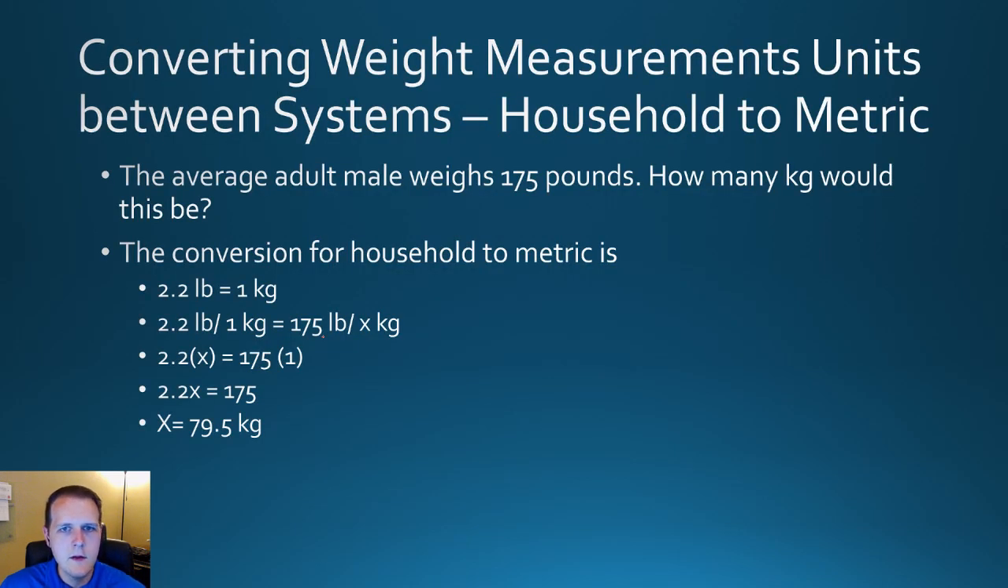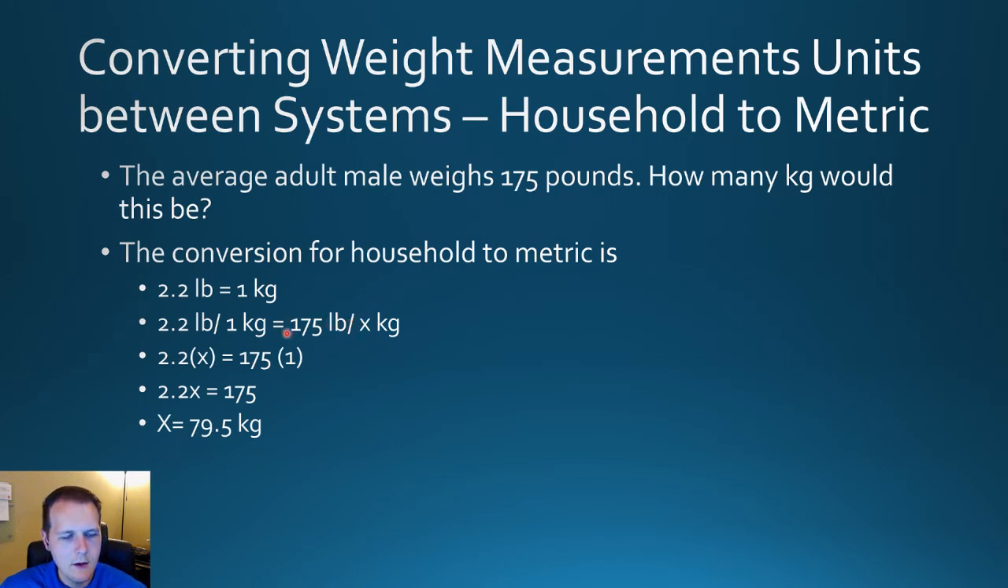Other ways we can do this, if we wanted to convert from household to metric, right? Let's say, for instance, I have a male patient who weighs 175 pounds. How many kilograms would this be? The easy conversion here is that 2.2 pounds equals 1 kilogram, and I can just set up a proportion here that will help me to solve this. So 2.2 pounds to 1 kilogram equals 175 pounds to X kilograms.